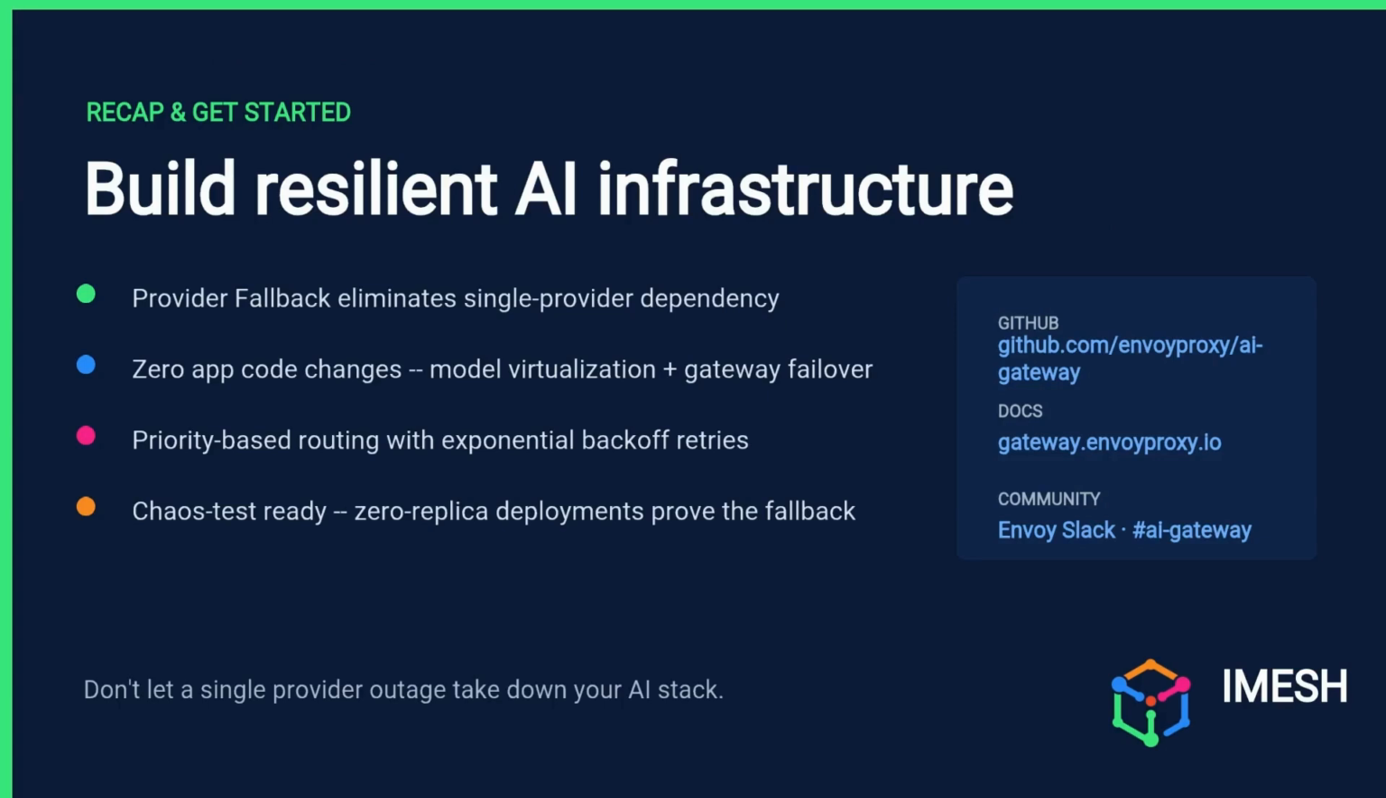Let's quickly recap. We identified the risks of single provider dependency. We configured priority-based routing and retry policies. We built a fallback architecture using 7 simple YAML files. And we demonstrated automatic failover without changing application code. With Envoy AI Gateway, resilient AI infrastructure becomes a platform capability rather than an application concern.